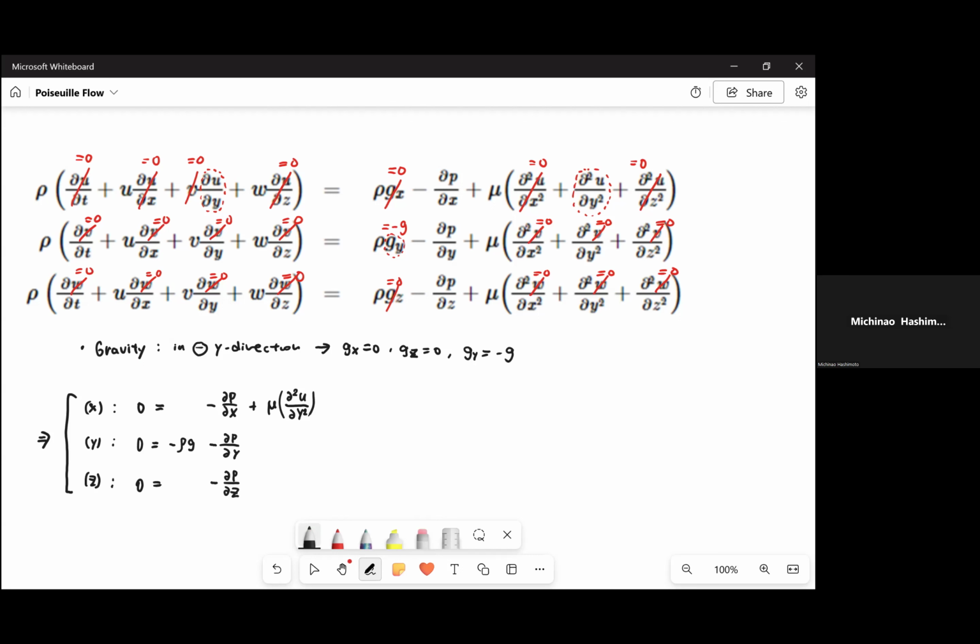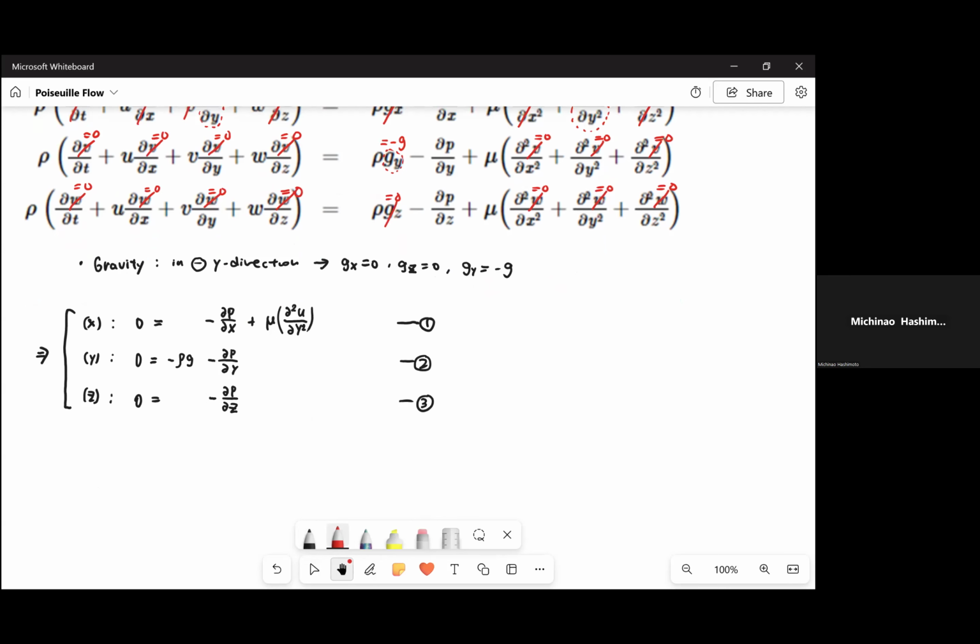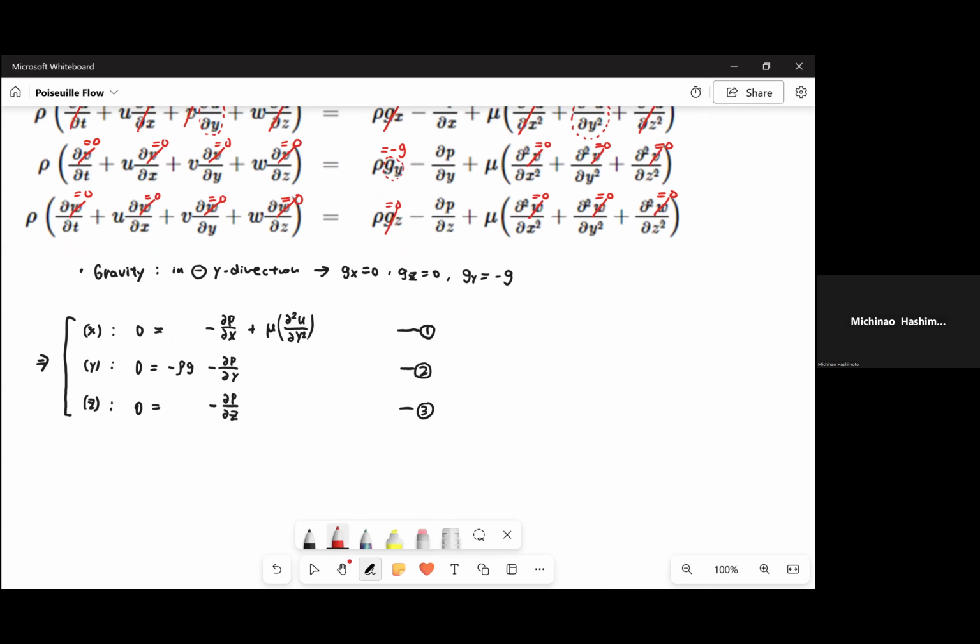Okay, so these are the three equations. Let's call them 1, 2, and 3. Since this is the second time for Couette flow, we already did this, right? Just like how we did it, the first equation is going to give you the velocity field, and the second and third equations are going to help identify the pressure field. So this is great.